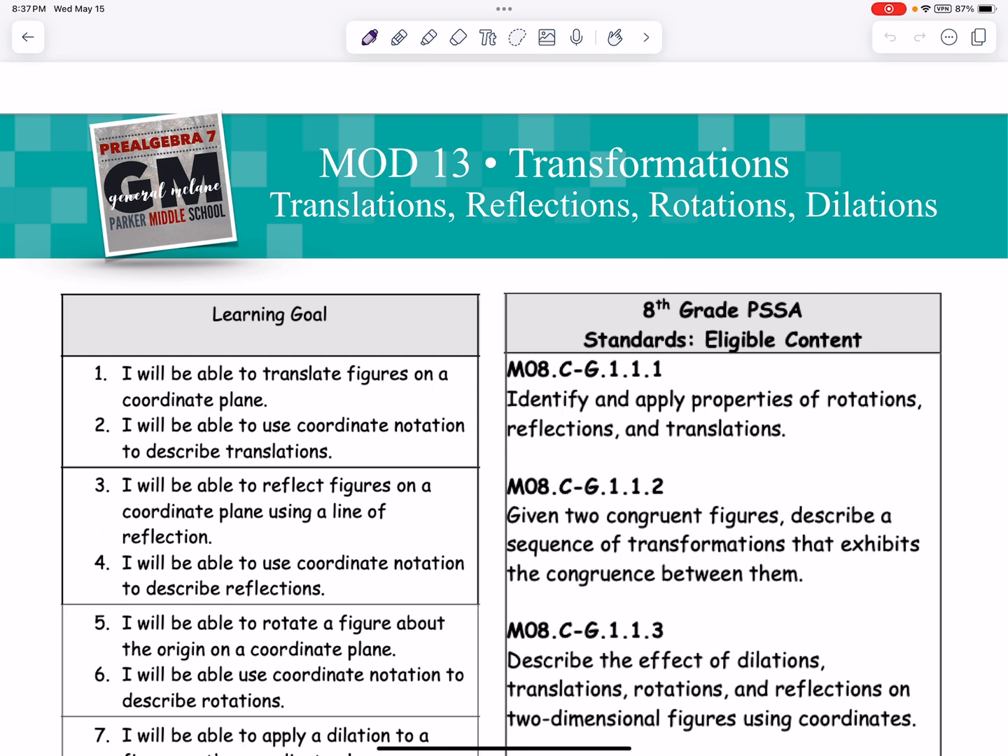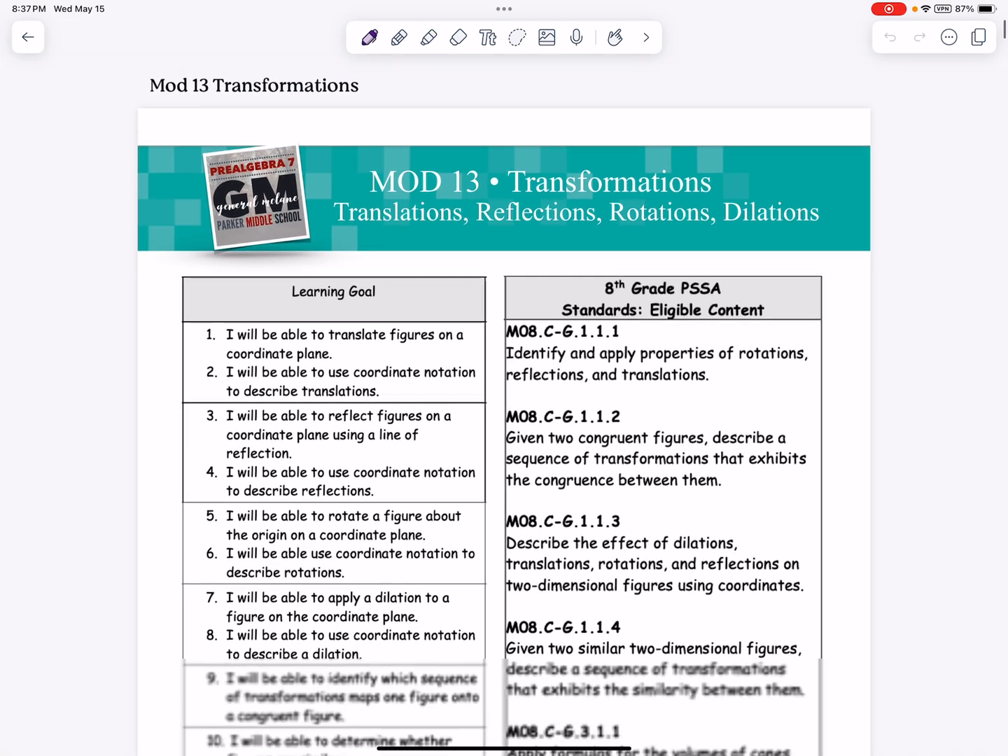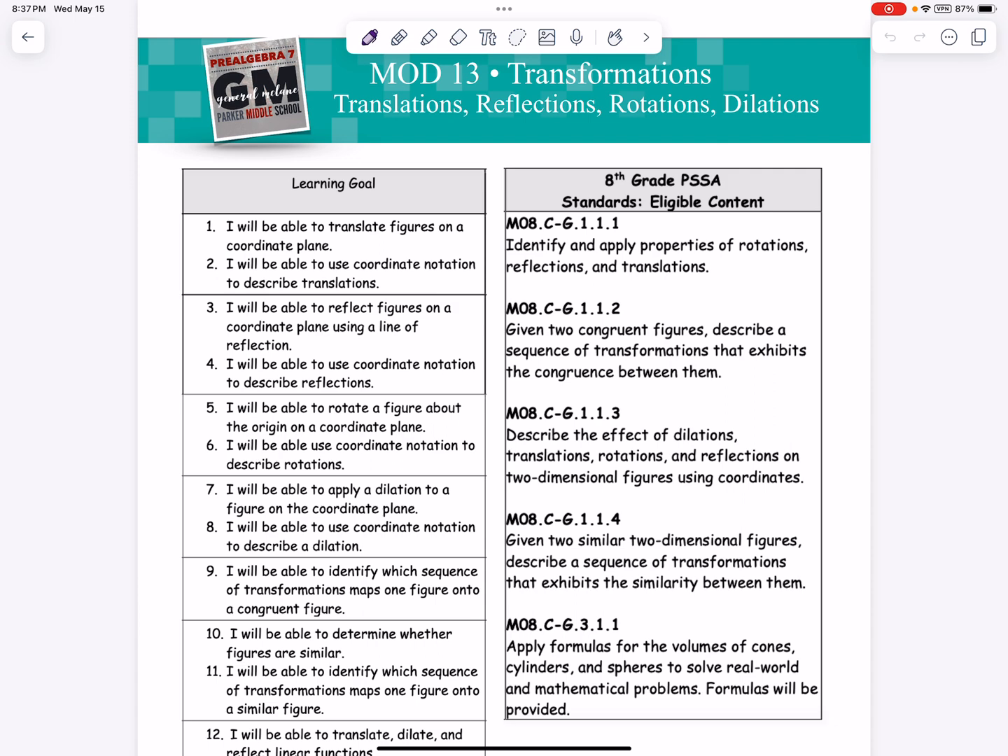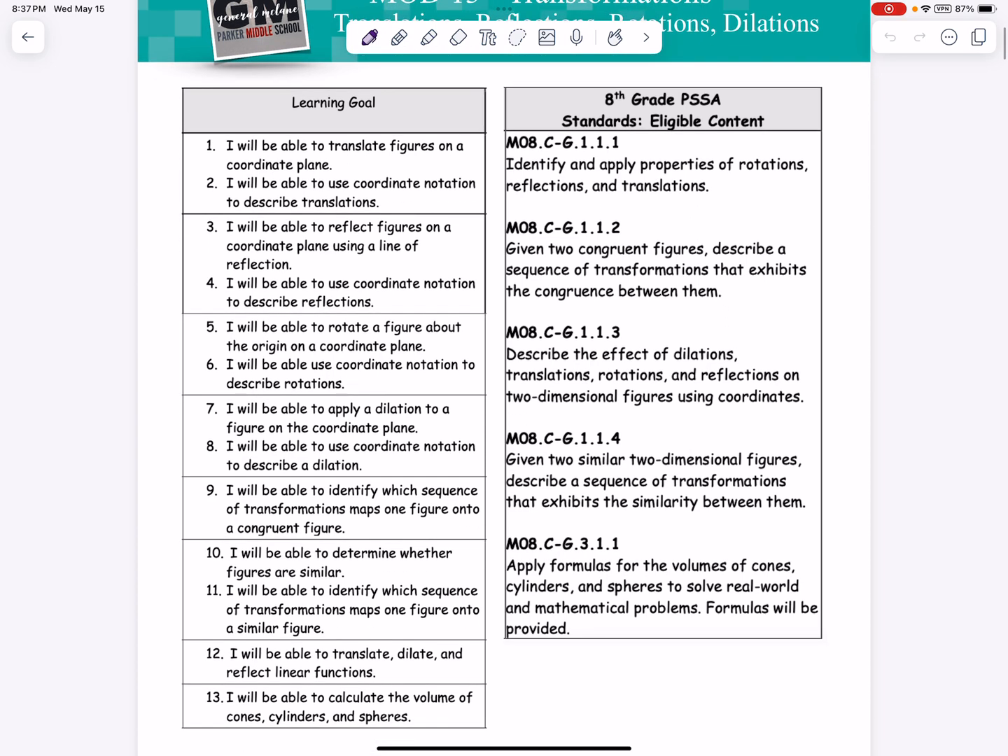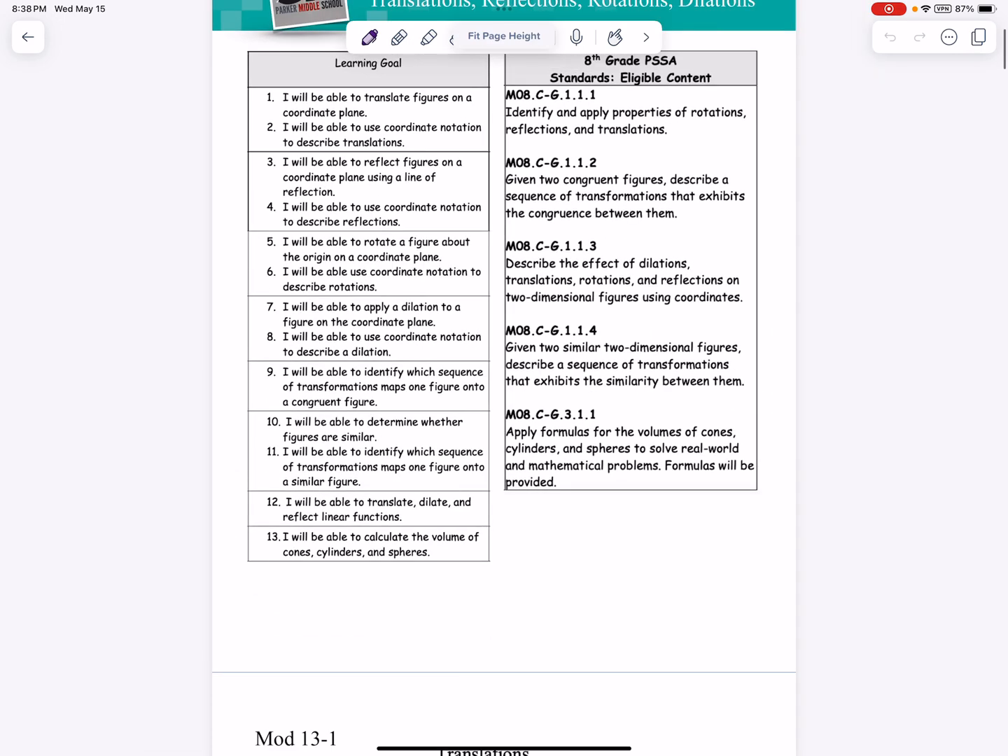We're going to be talking about translations, reflections, rotations, dilations, as well as just some congruency, similarities, things like that. These are all 8th grade standards. It's setting you up to continue your knowledge base of geometry. You can take a look at your learning goals there on your own, as well as the 8th grade PSSA eligible content. These are the things that will be on the 8th grade PSSA.